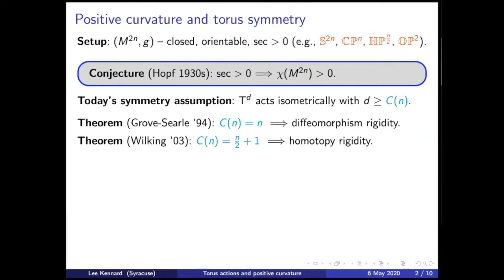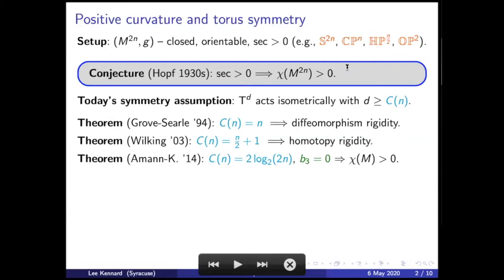I'm skipping a bunch of results. I'm just highlighting a few. So here I'm fast forwarding again. This is a result with Manuel Amann. We were interested in this conjecture in the Euler characteristic, and that's our conclusion. The point is that we relax the symmetry assumption from something which is linear in n to something which is logarithmic in n. The one annoying thing here is that there's an extra assumption in green. This is that the third Betti number is 0.